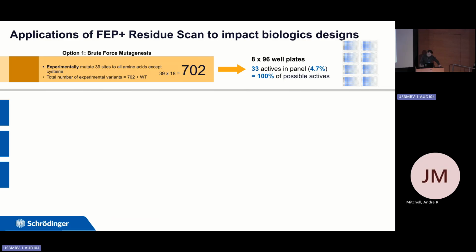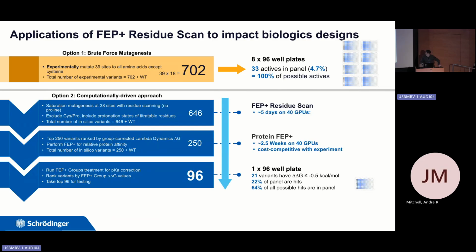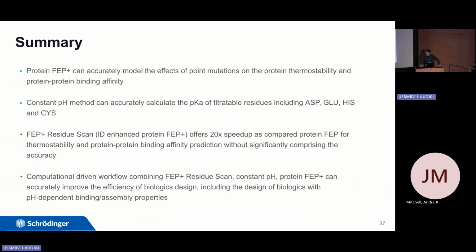So if we use the computational approach, we can first run the FEP residue scanning to score all the mutants, and then take the top few hundred for protein FEP, and then the top like 96 for experimental testing. This whole process only takes about 2 weeks to finish, and the cost can be reduced to about 20%, but still recover almost all the positive mutations.